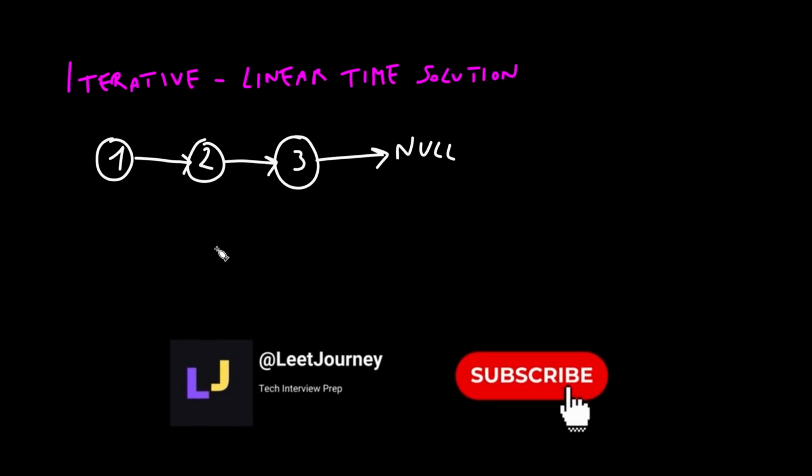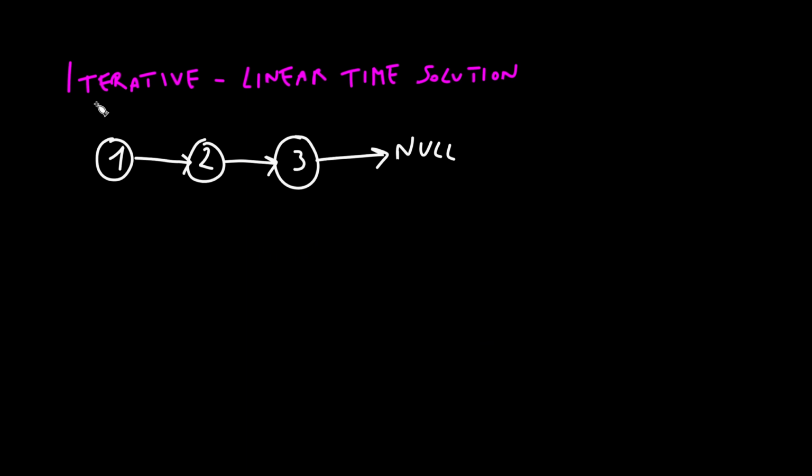Let's look at a possible solution. We can solve this in an iterative way. There is also a recursive way, but here we're going to focus on the iterative one. This is going to provide us with a linear time solution. Let's take this linked list as an example.